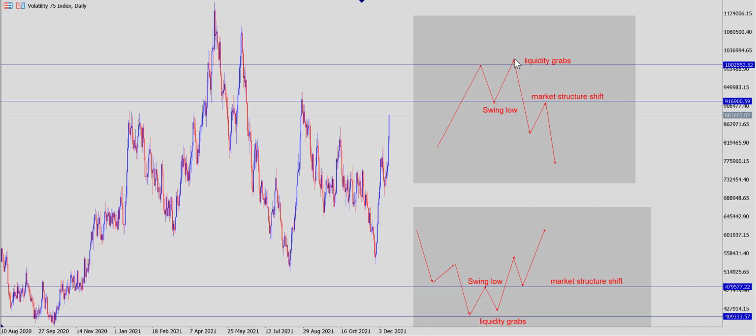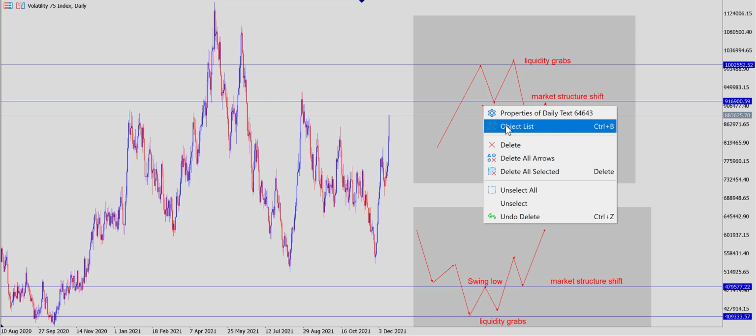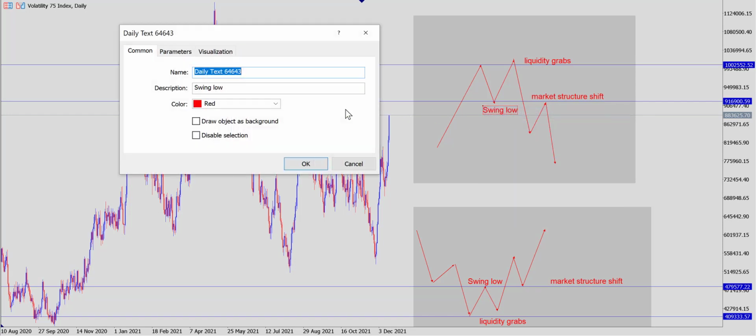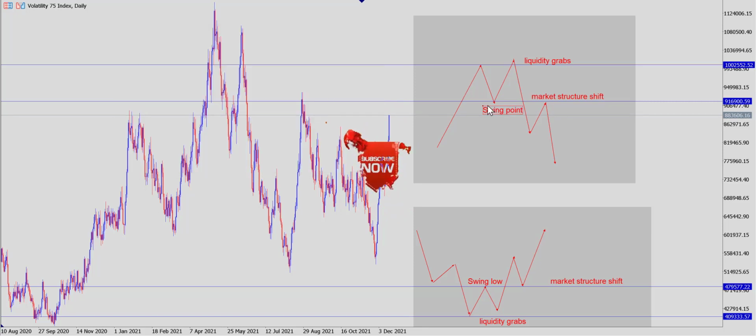As it takes out this high, you are watching and you're out, you're not taking any trade, you're just waiting for them to take out this swing point. You are waiting for them to take out this swing. Let's just correct this to a swing point, shall we? Let's call it a swing point. Okay, there we go.